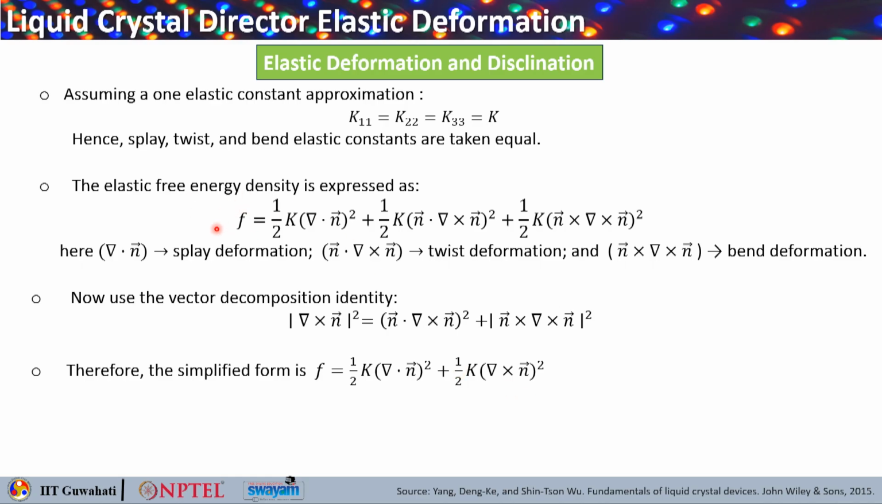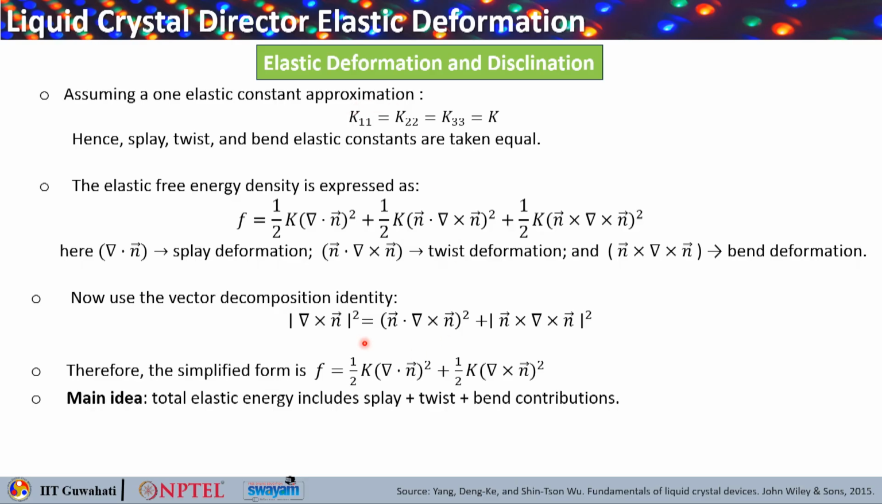So this elastic free energy density can be written in a simplified form as half k del dot n, that is the divergence of n whole square, plus half k curl of n whole square. So this is a simplified version of the elastic free energy density under one elastic constant approximation.